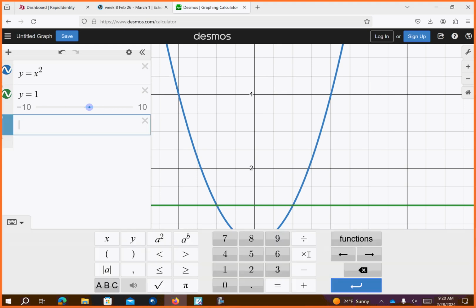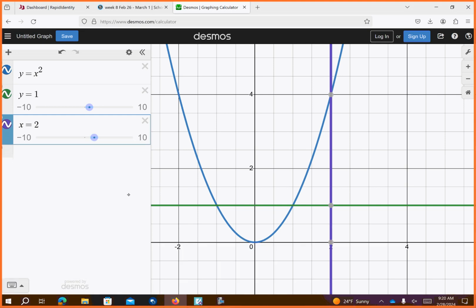Let's do this, x equals 2. So that purple line on our graph means something there. But for the parabola, the blue line, they say x is not equal to 2. For the green horizontal line, they say that x is equal to 2.